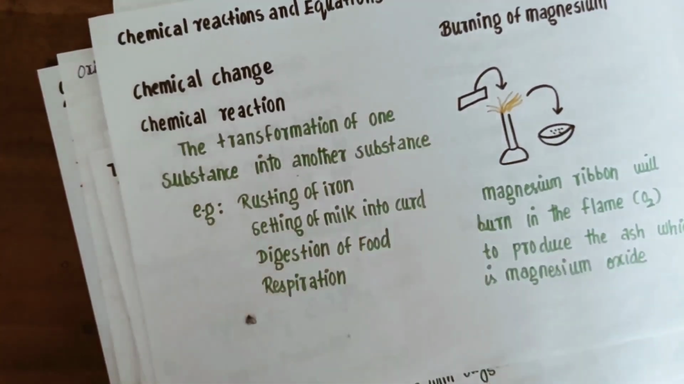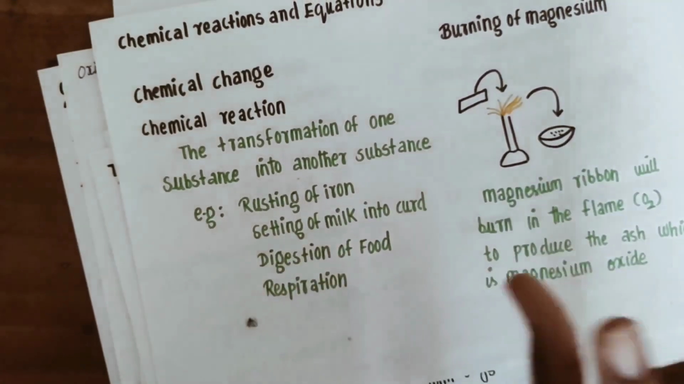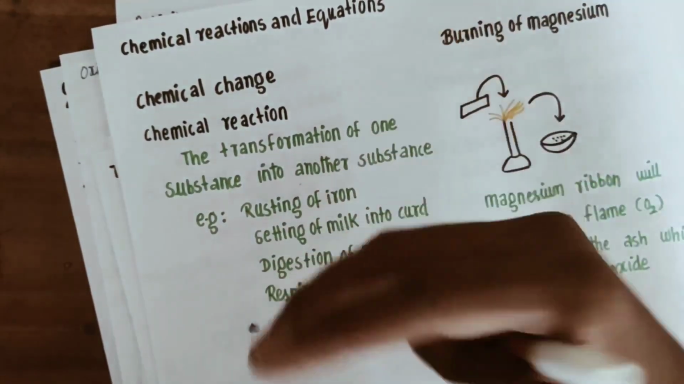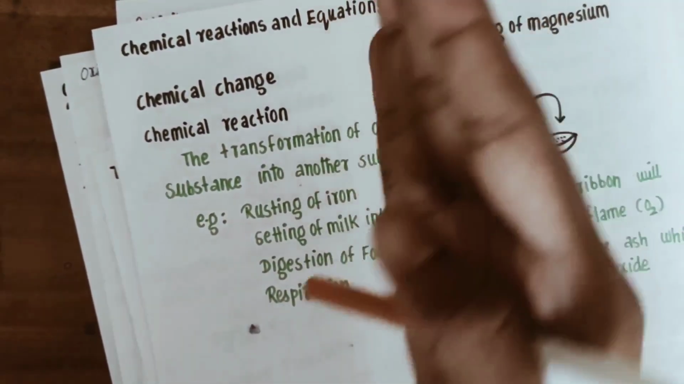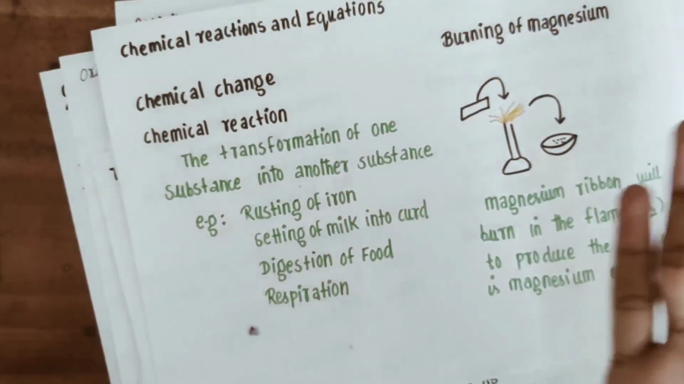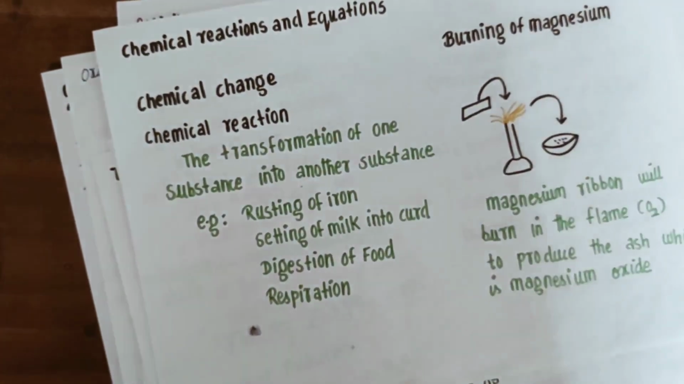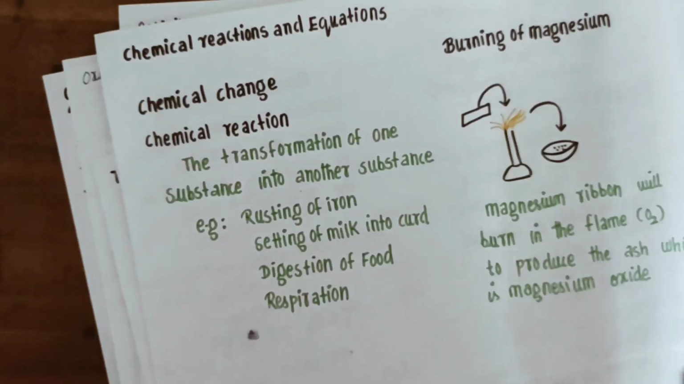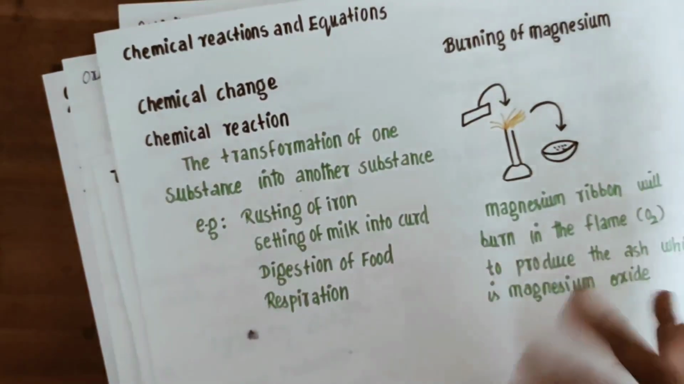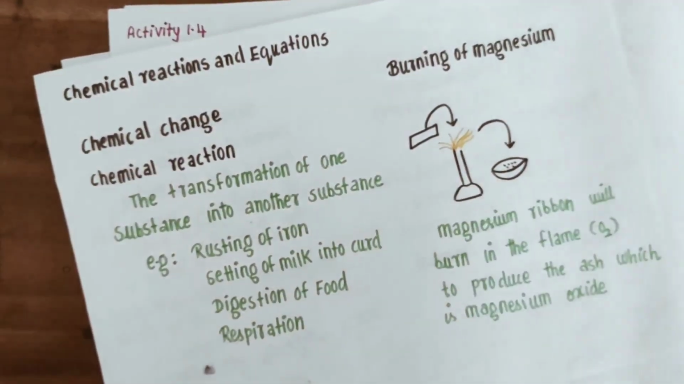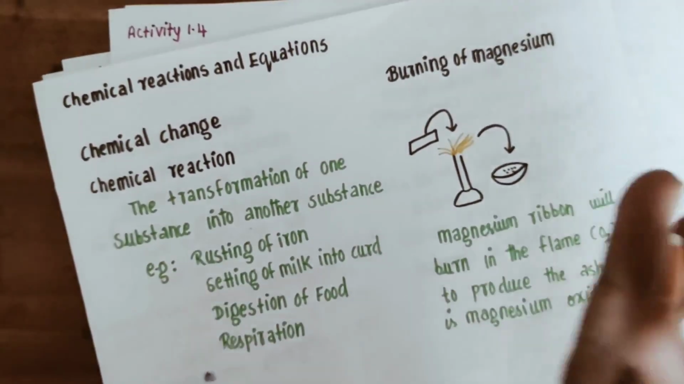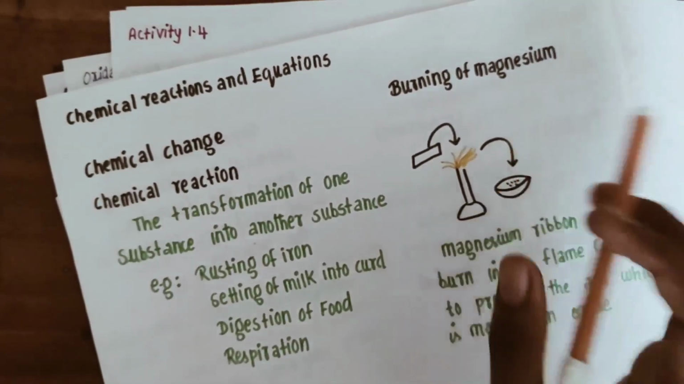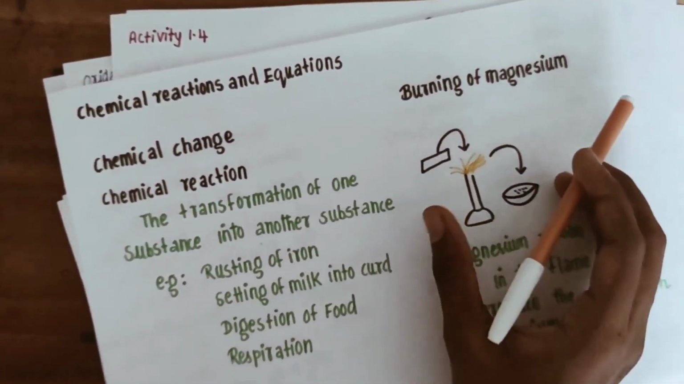If this question is asked, you should be able to explain what a chemical reaction is. A chemical reaction is any process which involves chemical change. Transformation of one substance into another substance is known as chemical reaction. Examples include rusting of iron, setting of milk into curd, digestion of food, and respiration. In the next class I will be discussing the very first activity of your class 10, that is burning of magnesium ribbon, which is very important from an examination point of view.